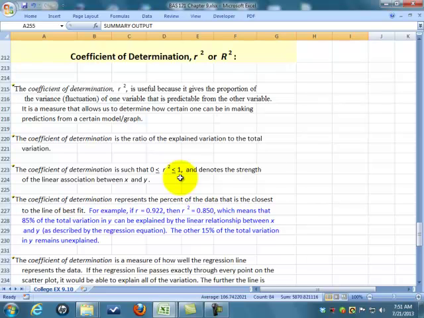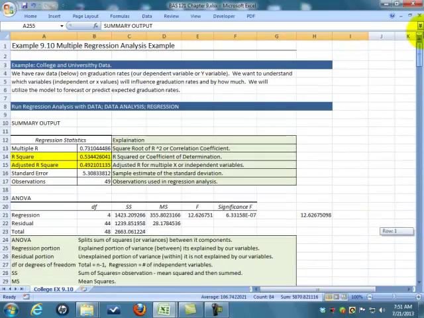Now, we'd like it to be 1. In the real world, if we get something above 0.8, that's pretty doggone good. So that's just a reminder of our R and our R squared. R is our correlation coefficient. R squared is our coefficient of determination.